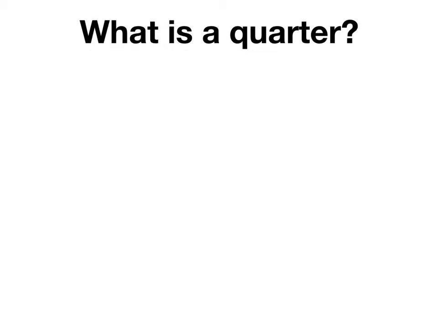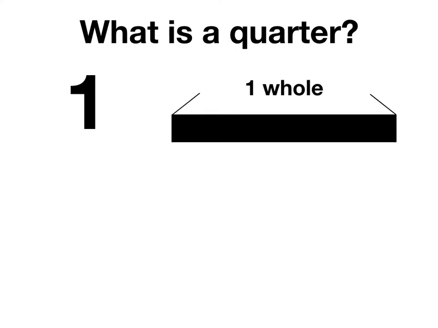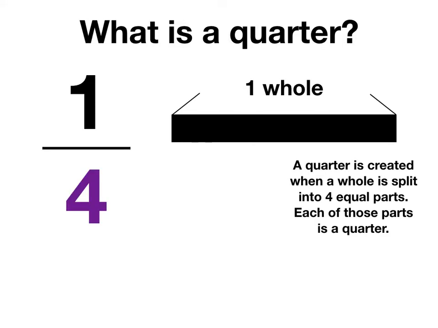What is a quarter? So let's start with one whole and the bar to represent that one whole. Now to make a quarter, the whole is broken into 4 parts, and a quarter is created when a whole is split into 4 equal parts, and each of those parts is a quarter, shown up here with the purple lines to show the areas, and then there's 1/4 that's been highlighted in purple.